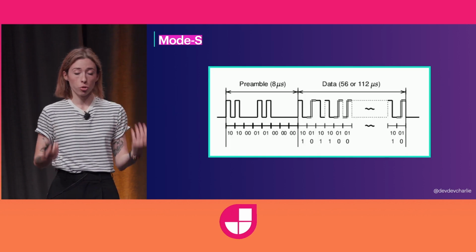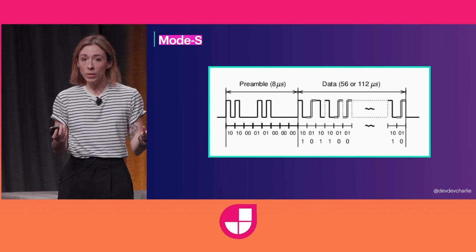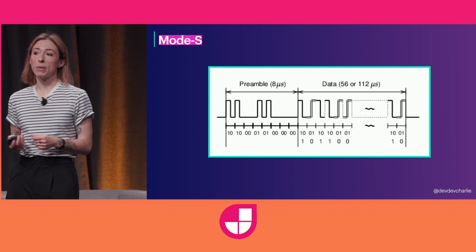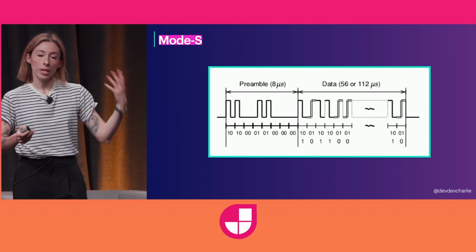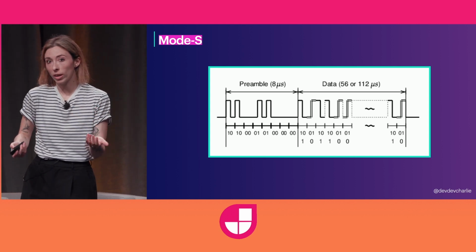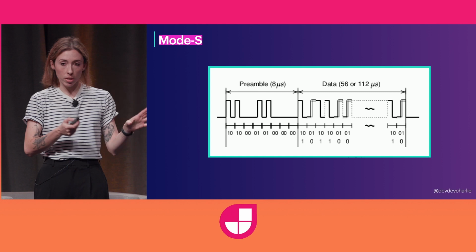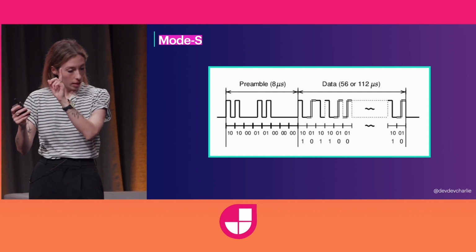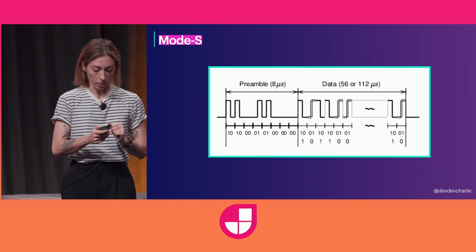So if we look at the structure of a Mode S signal, this is what you would be looking for. There's a preamble that says, if I receive messages over the frequency 1090 and it has this exact preamble, then it would be a Mode S signal. But what we're actually more interested in is the rest of the messages that are either 56 or 112 bits. Remember that, 112 bits, because we're going to look into what these bits look like later.